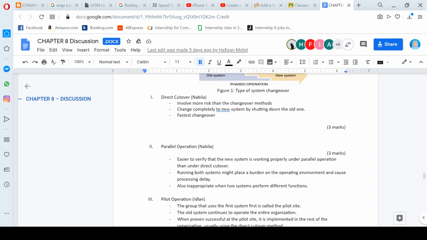Okay, and then for the manager, so of course the training for the managers is different. So for the manager basically is more to the cost benefit analysis.